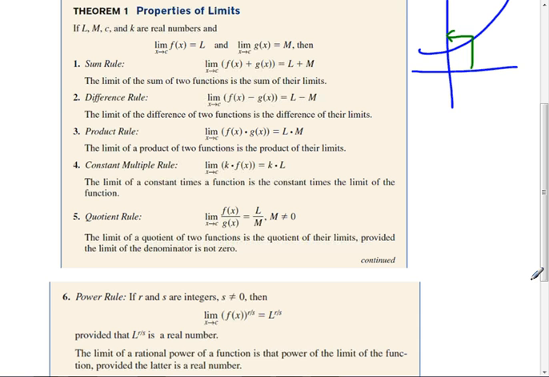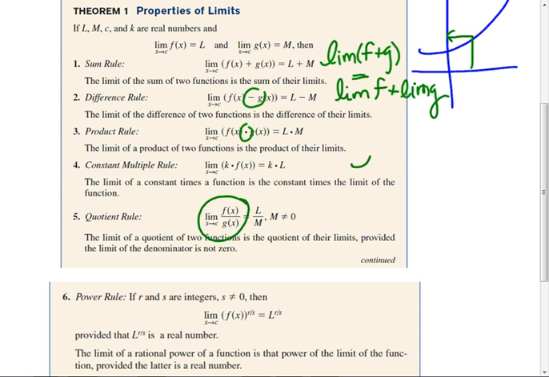But here's the deal with the main limit theorems. The limit of f plus g is equal to the limit of f plus the limit of g. So you know that. I can distribute limits over addition, subtraction, multiplication, and even division.